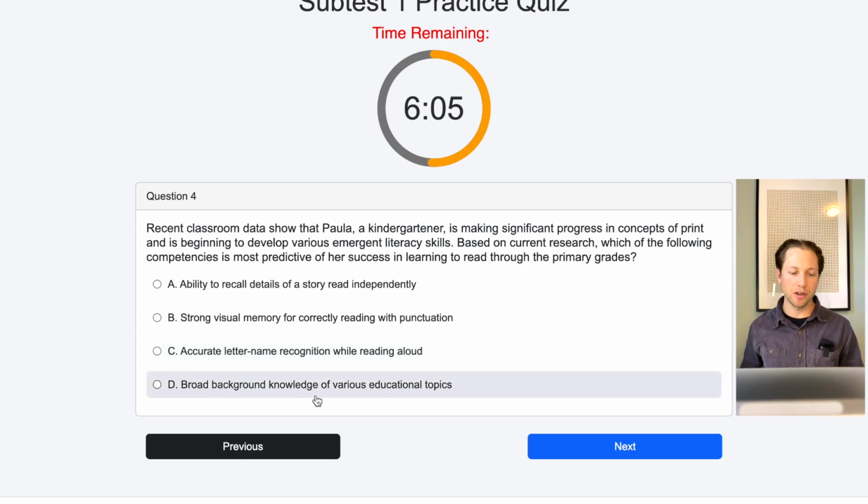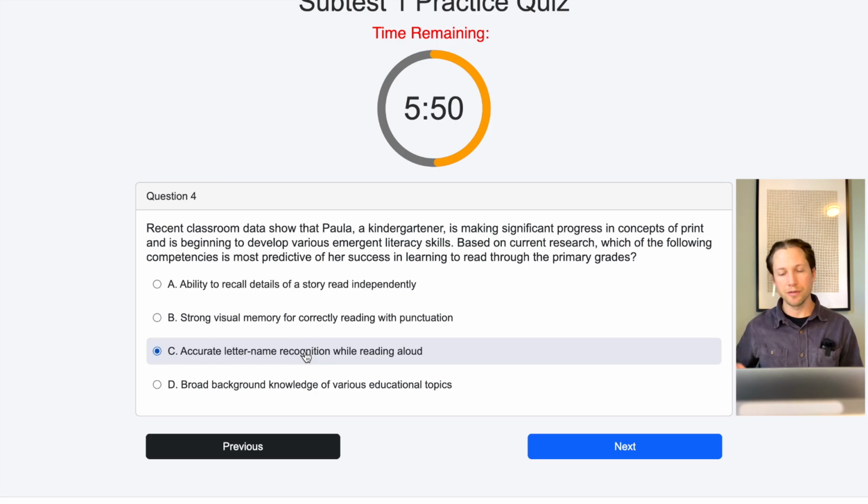Broad background knowledge. Although having broad background knowledge will help in reading, especially nonfiction, for example, if a student has some knowledge about dinosaurs and they're reading about dinosaurs, that student will learn faster than a student who doesn't know much about dinosaurs. However, for this question, I believe the correct response, or best response, would be letter C, accurate letter name recognition.